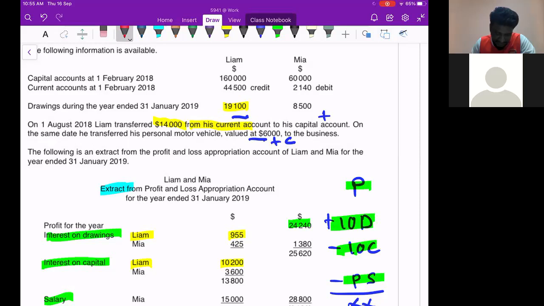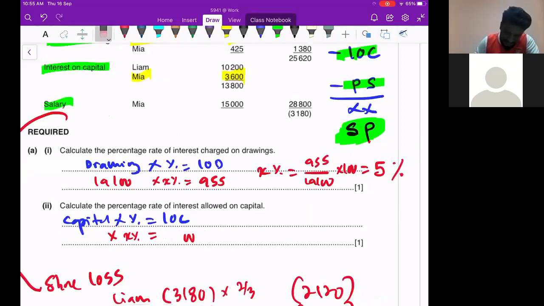Okay, wait. I don't want to take Liam. You know why? Because Liam got some problem. He got transferred that, transferred this, and he got a lot of plus and minus in the capital account. If I take that, I need to adjust that one. So better I take Mia. Mia has no calculation, nothing. We just take the capital of Mia, 60,000. It's much more straightforward compared to Liam, because for Liam there's an increase in capital. Maybe I need to adjust all this. So I want to take Mia. Okay, take an easy way.